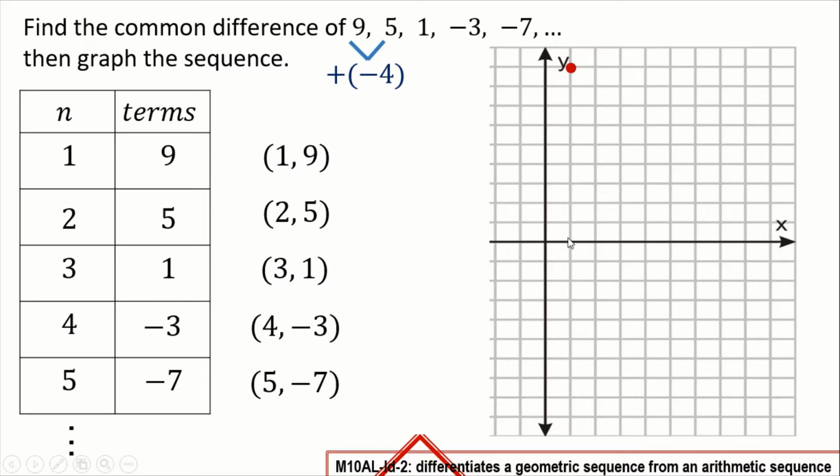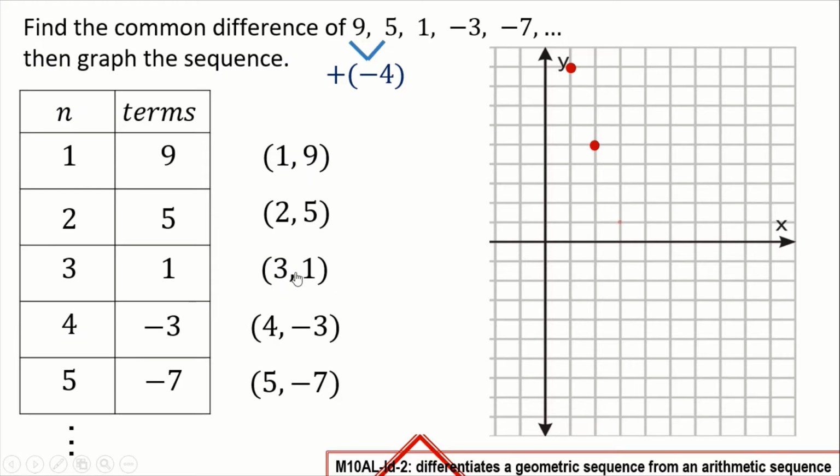So, ang x ay positive 1, and then ang y natin ay positive. So, pataas, no? So, we have 1, 2, 3, 4, 5, 6, 7, 8, 9. Okay, so ito nga yung point niya. Now, let's have 2, 5. So, positive 2 ang x, then positive 5 ang y. 1, 2, 3, 4, 5. Kaya yan yung point niya.